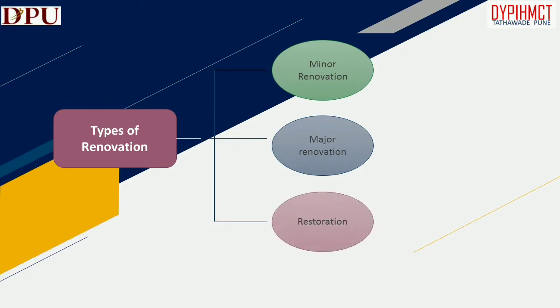Next type of renovation is restoration. In a restoration or total renovation, major elements such as lobby, elevators, complete floors, and electrical systems are worked out. In this, rooms and other service locations are also added.